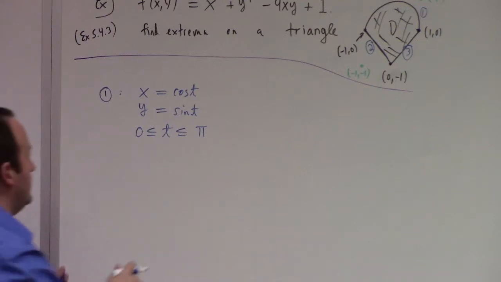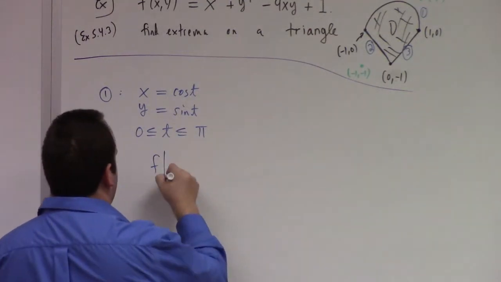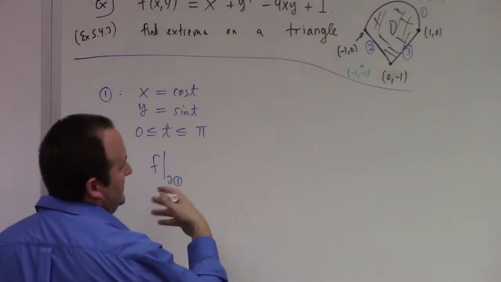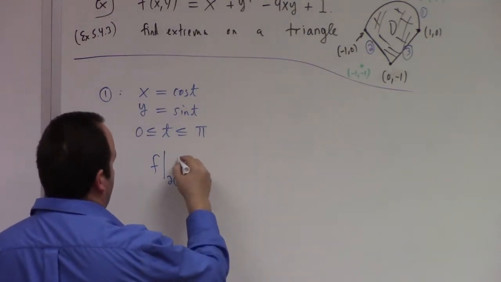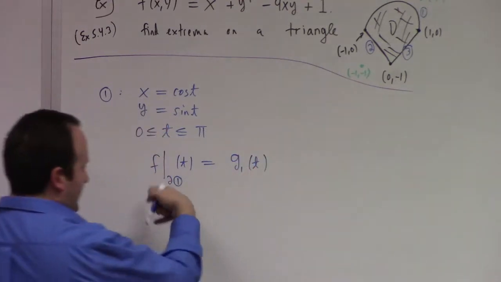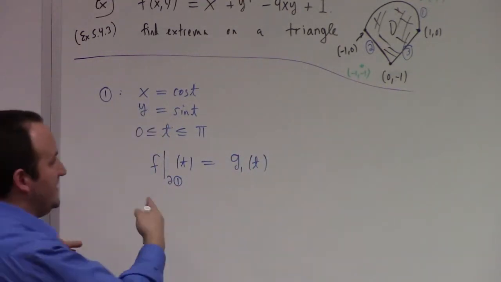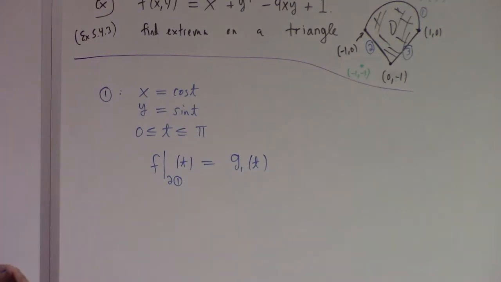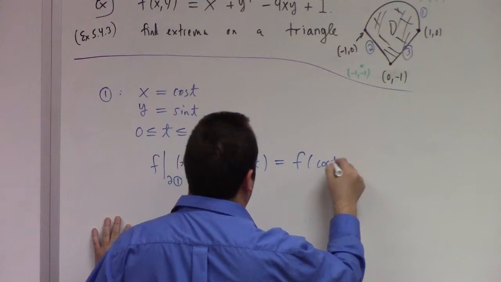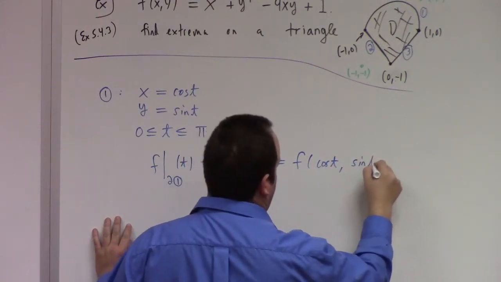So to look at f restricted to the first part, whatever you want to call this thing, let's call this thing G1, because this gets to be annoying to write. So G1 of t is the value of f on the 1 curve. What is that equal to? F of cosine of t, sine t, right? What is that?